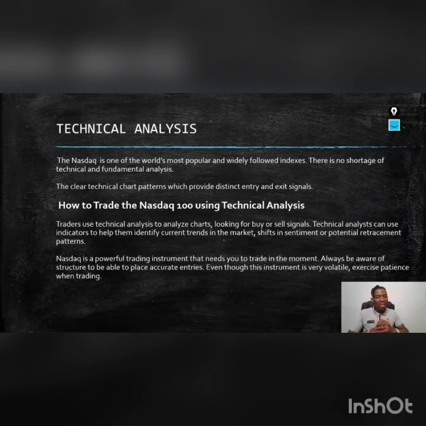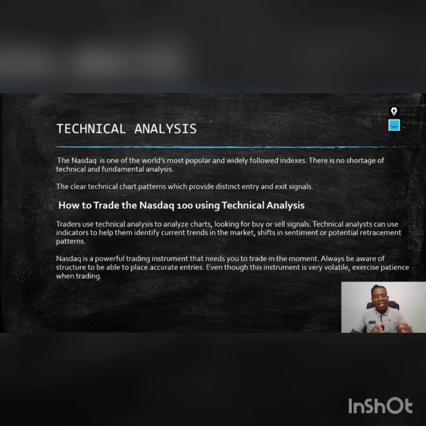So we all know that Nasdaq is one of the world's most popular and widely followed indexes. There is no shortage of technical and fundamental analysis, meaning that whenever you're going to trade Nasdaq indices or any index, you have to make sure that technical and fundamental analysis still applies. So the clear technical chart patterns that we have are going to help us provide distinct entry and exit signals. So, how to trade Nasdaq 100 using technical analysis.